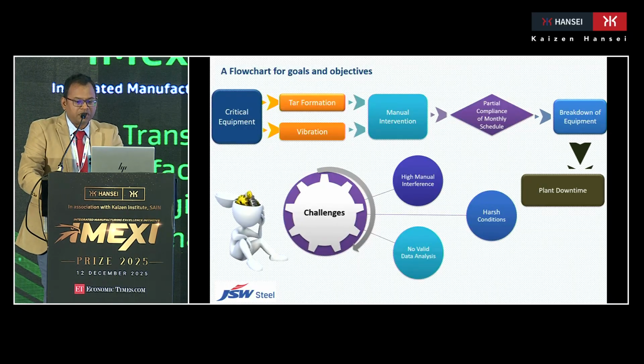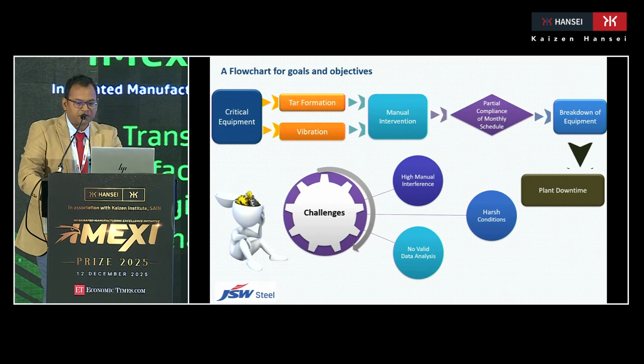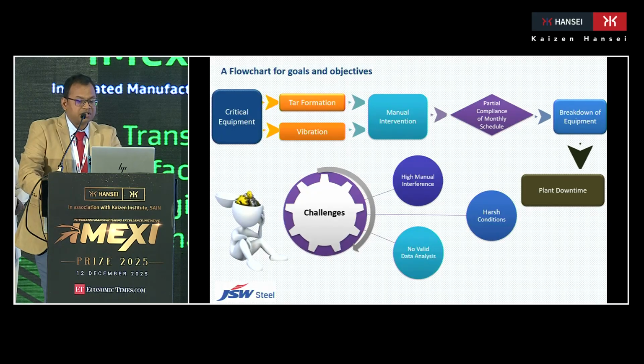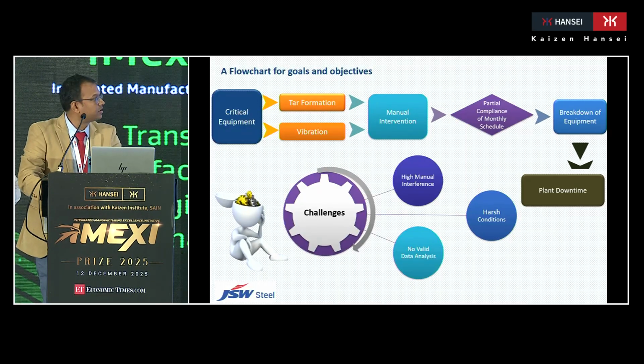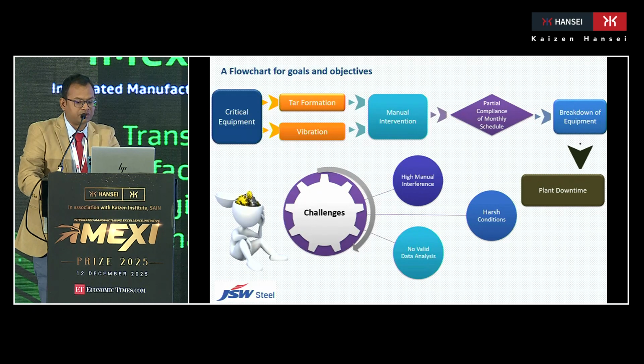The flow chart outlines the challenges and potential causes of the plant downtime. This aligns goals and identifies potential issues in the process. Primary challenges identified include critical equipment issues, tar formation, vibration, and harsh conditions. These issues lead to high manual interference, partial compliance with the monthly schedules, and lack of valid data analysis. The accumulation of these challenges results in equipment breakdown and subsequent plant downtime.